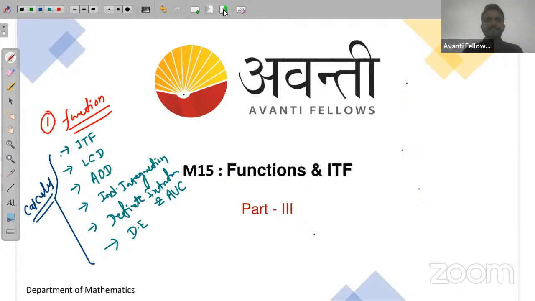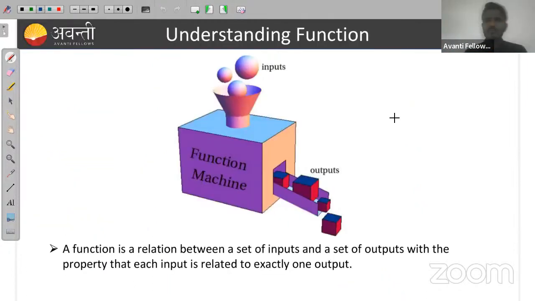Okay, so what is meant by functions? What is your understanding of functions? A function is nothing but a relation between inputs and outputs. Okay, you can see the screen. Let's say input. Input is generally denoted by X, and outputs are generally denoted by Y.